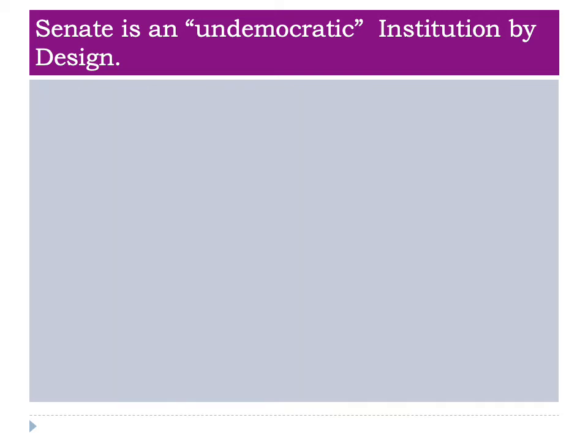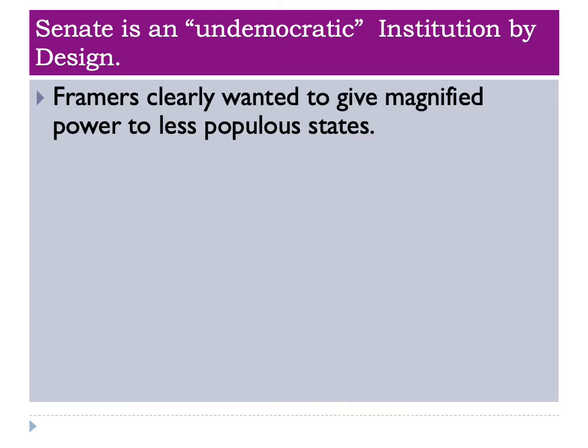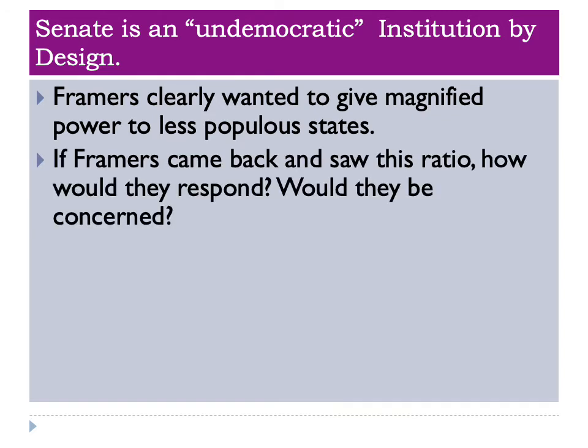So here are some critical thinking questions to think about. The framers clearly wanted to give magnified power to less populous states. That was part of their design. But what do you think? If the framers came back today and saw that ratio, from 12 to 1 to 68 to 1, how do you think they would respond?